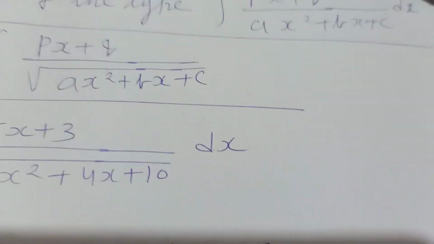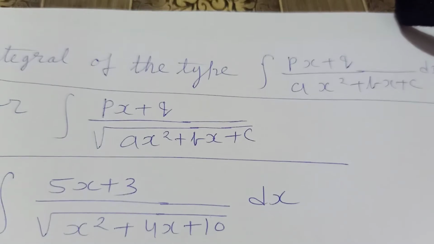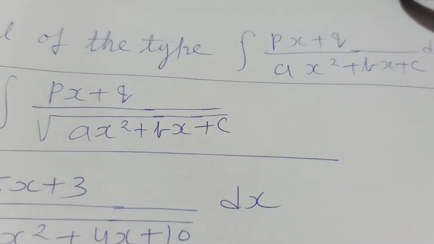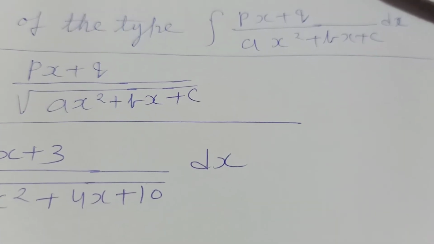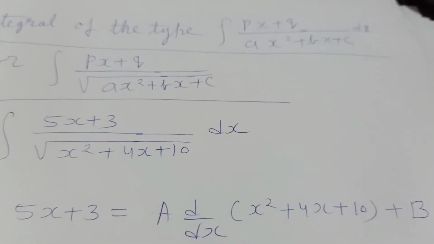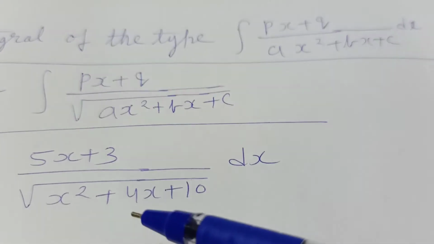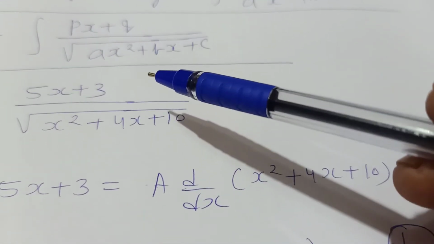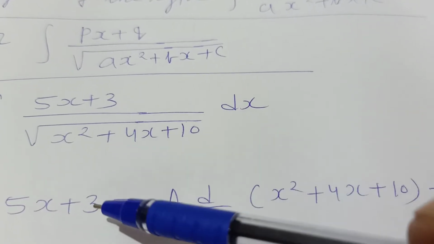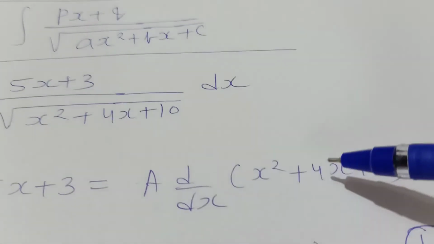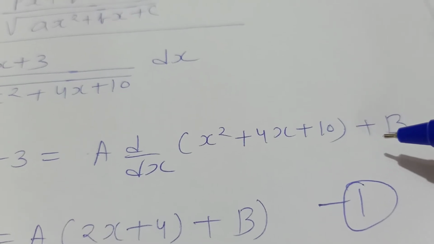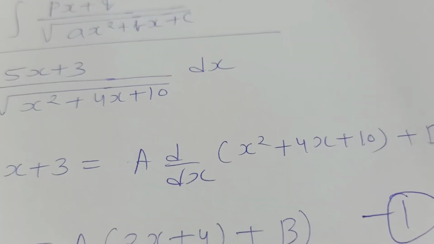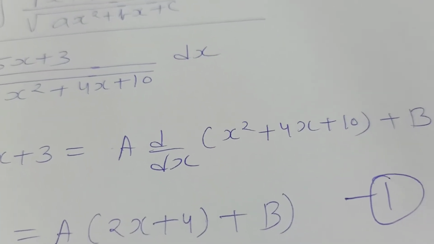Now next is the integral of the type of function px plus q upon ax square plus bx plus c, or px plus q upon root ax square plus bx plus c. Here we also take an example. So this is our example, 5x plus 3 upon root x square plus 4x plus 10. What we will do here is assume that the numerator 5x plus 3 equals a into d upon dx of the denominator, plus b. That means we are dividing 5x plus 3 into two parts.